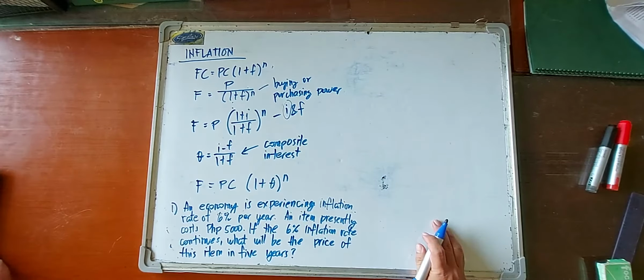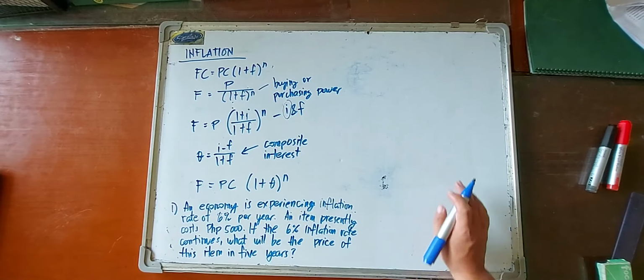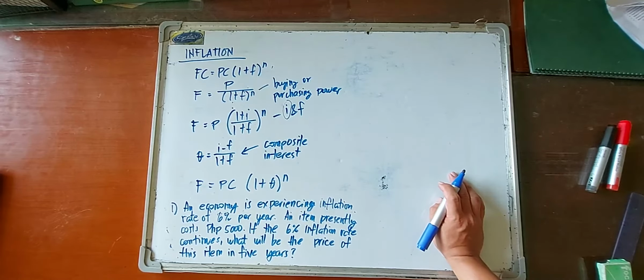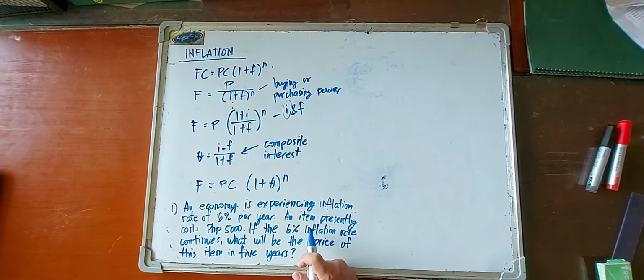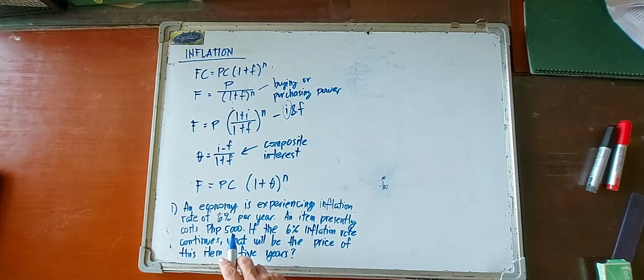Number 1. An economy is experiencing inflation rate of 6% per year. An item presently costs 5,000. Yung commodity or an item presently costs 5,000. If the 6% inflation rate continues, what will be the price of this item in 5 years?